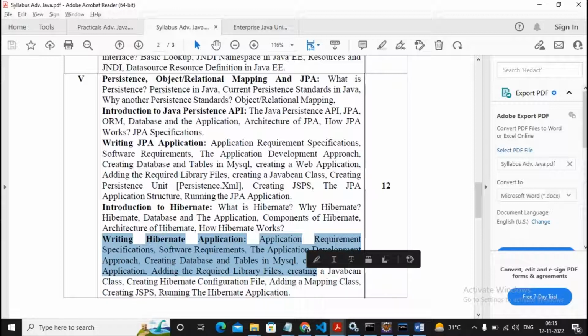Looking at these three topics, writing JPA application and writing Hibernate application are basically practical oriented topics. So no big theory questions will be asked on these two topics. So from the theory exam point of view, I will consider only three major topics: object relational mapping, introduction to JPA, as well as introduction to Hibernate.